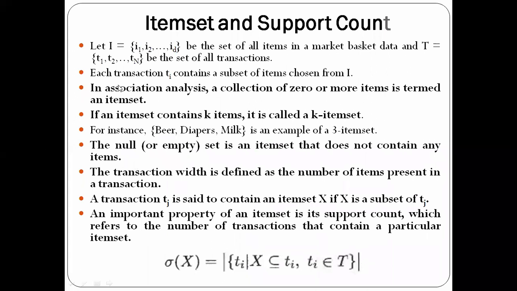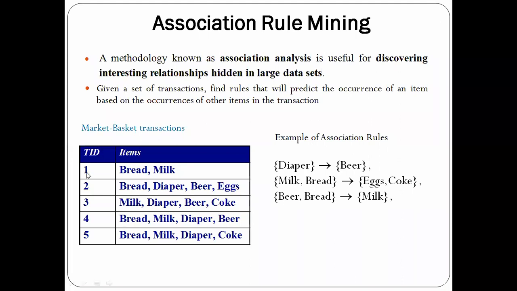This collection or subset of items, which contains 0 or more items, is called an item set. In association analysis, an item set is the collection of items present in a transaction. It is a subset or collection of 0 or more items. See here, all these are item sets: bread and milk; bread, diapers, beer, and eggs. Why are they called item sets? Because they contain 0 or more items.